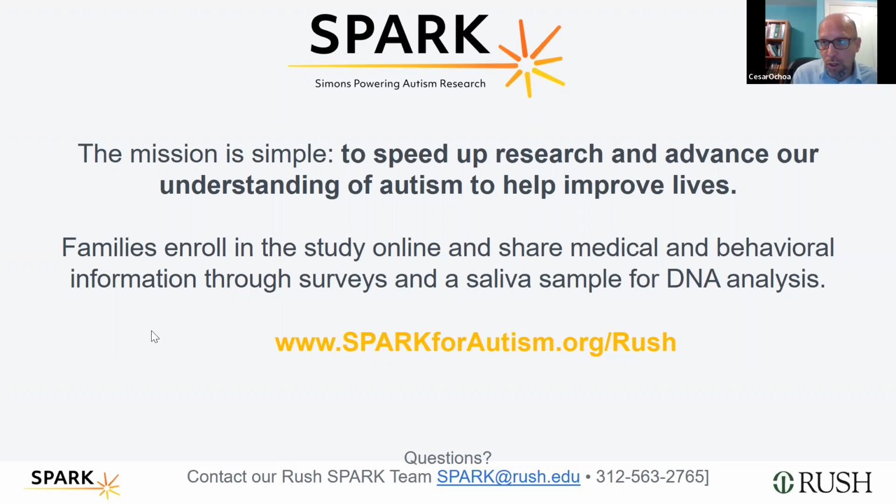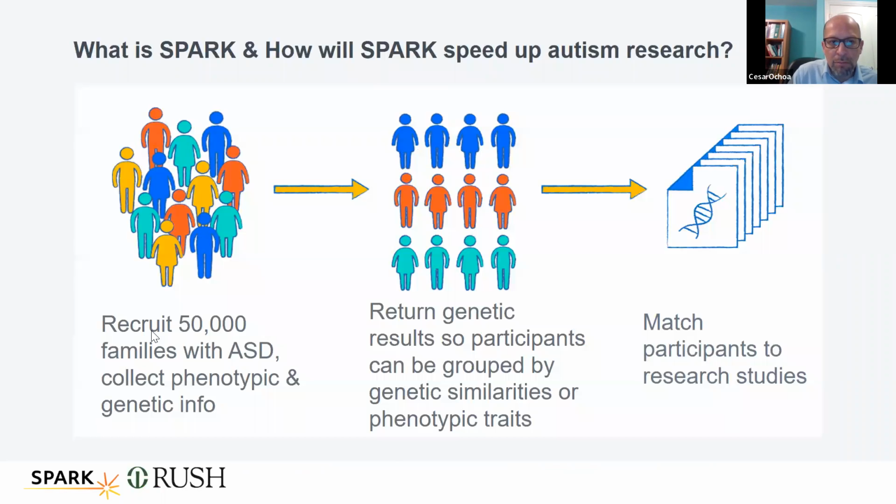Families enrolled in this study don't need to come to Rush or another center that does Spark. They can just do their enrollment online, and they will get kits to collect saliva samples that will be mailed back for analysis for the genetic testing. And this is the link for the study. The goal of this study, the last time I heard, there were 26 centers across the country.